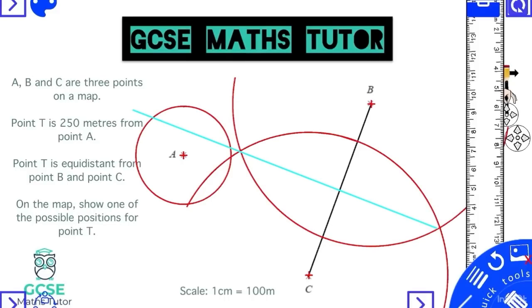So obviously we would only mark one of these, but if we mark them both, we could choose either this position here, or we could choose this position here. Of course, being very careful because it does say to mark one of the possible positions. So we would only mark one of those, and that would be the answer to this question.